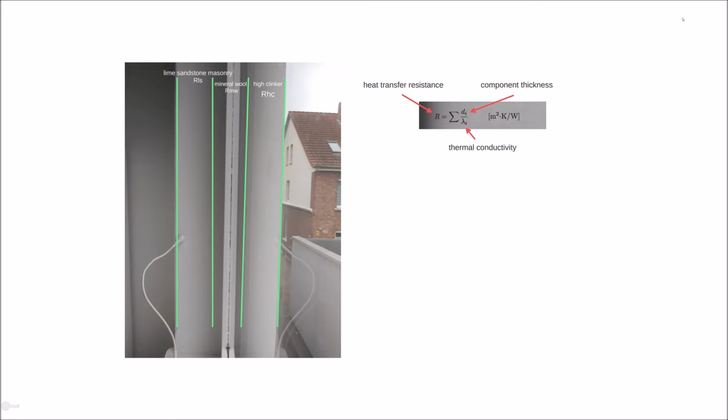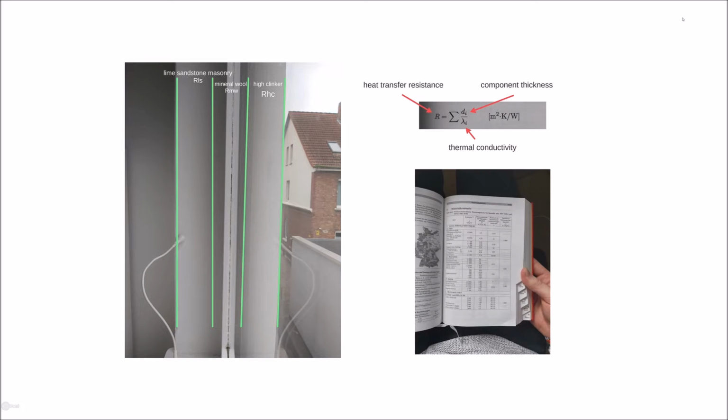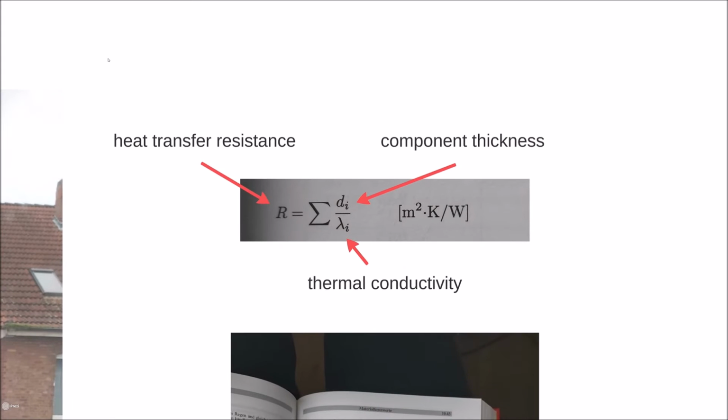You find the thermal conductivity of the component in a chart. Then you divide the thickness by the thermal conductivity. As you can see in the formula, the resistance gets higher when the wall gets thicker, and lower with a higher thermal conductivity.